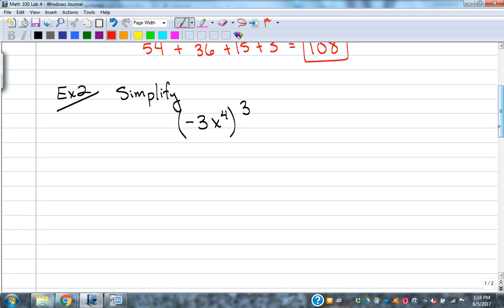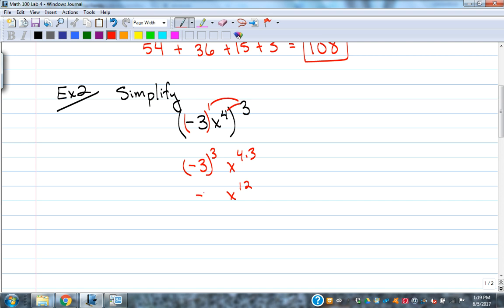Example 2, we want to simplify this expression. It's got a variable involved. Anytime there are parentheses with an exponent outside, the rule is that this exponent goes to all pieces on the inside. So this -3 on the inside has a 1 exponent. So we end up with -3 to the third power, and then this 3 multiplies to both of those. So that's how that gets to be -3 to the third. And that would turn into x to the 4 times 3, which would be x to the 12th.